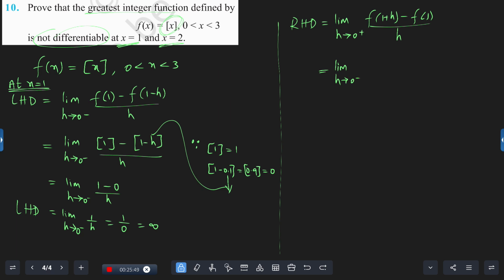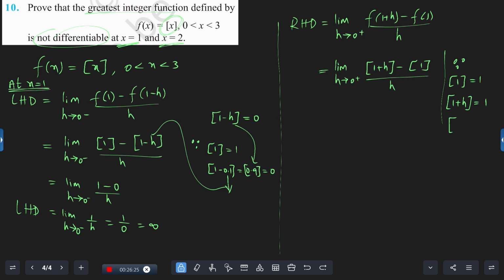So limit h tends to 0 plus, greatest integer of 1 plus h minus greatest integer of 1, divided by h. Now children listen. I told you that for 1 minus h, the greatest integer will be 0, because we subtract something. In the same manner, the greatest integer of 1 will be 1, not an issue. The greatest integer of 1 plus h will be 1. Why 1? h is a small change. Suppose 1 plus 0.1, that is 1.1, the greatest integer is 1. Even if h is 0.9, 1.9's greatest integer is also 1.